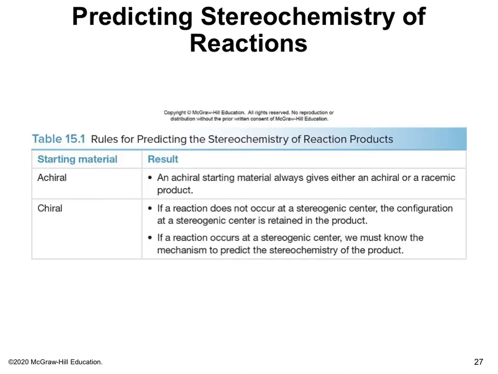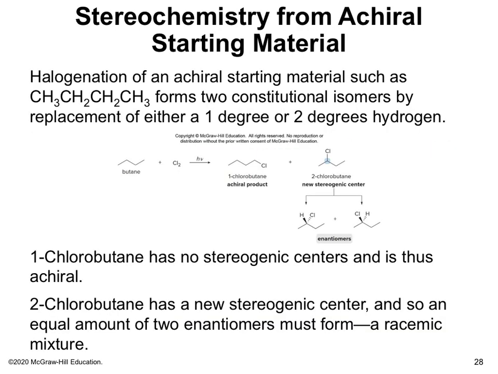Okay, what about the stereochemistry of this reaction? Achiral material will give you achiral or racemic product. You don't have a stereogenic center. So what happens is this free radical is an sp2 carbon. Okay, sp2 carbons are achiral, right? So you're going to have a racemic mixture. You're going to get both of them.